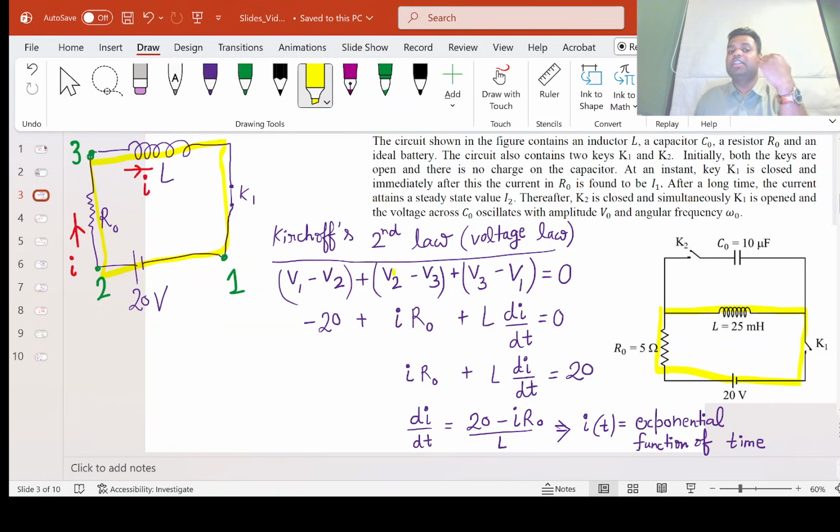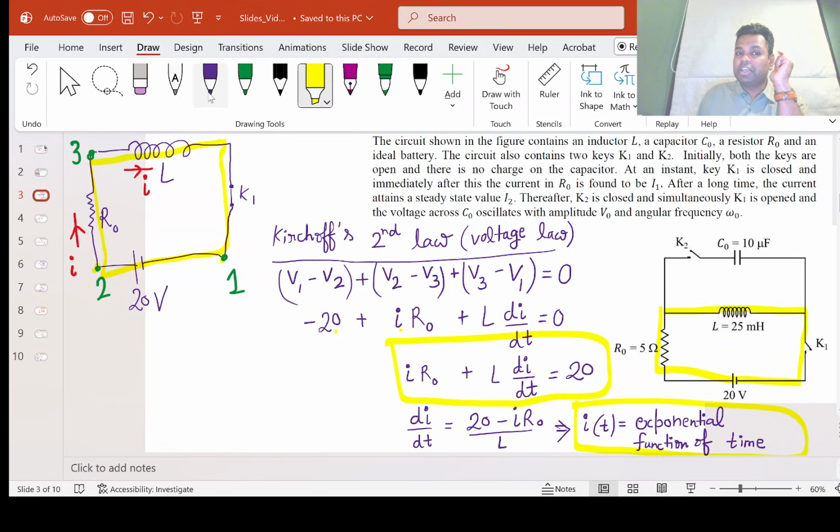So we can write Kirchhoff's second law. So the voltage drop from point 1 to 2 is minus 20, and then voltage drop from 2 to 3 is Ohm's law, I R naught, and then voltage drop from 3 to 1, right? We complete the loop according to Kirchhoff's second law, it is L di by dt, right? And we get this governing equation, and it tells you that the current will be an exponential function of time.